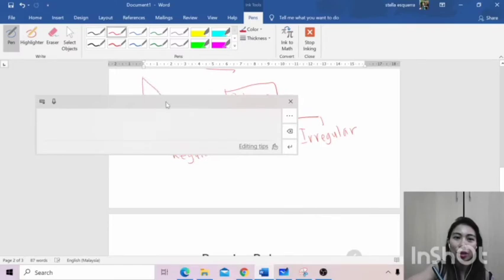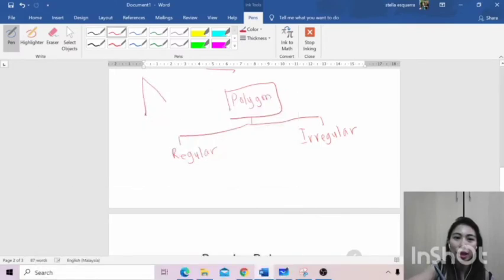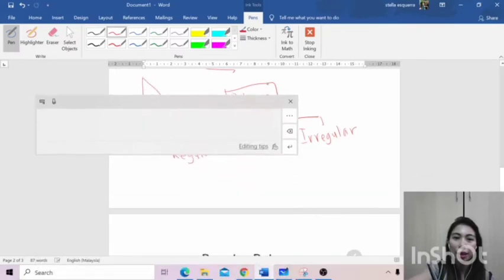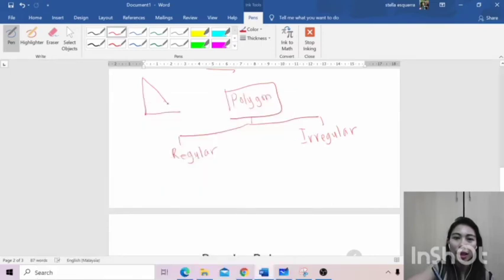I just drew you one triangle shape. This is also a triangle because it has 3 sides: 1, 2, and 3. But look at the angle. This one is straight, a 90-degree angle. This one is not a 90-degree angle. So this triangle shape, particularly this, is not a regular polygon.